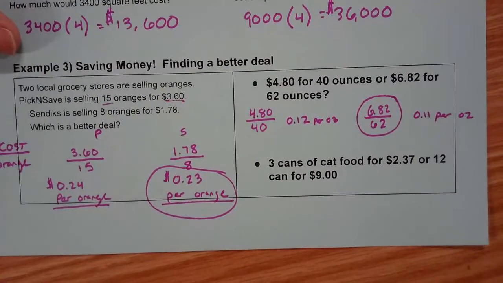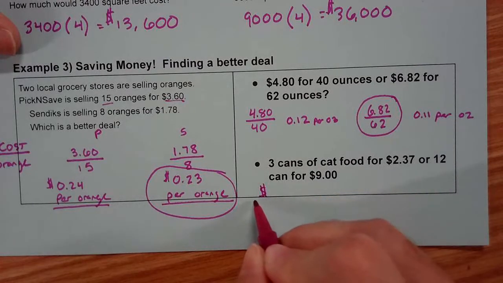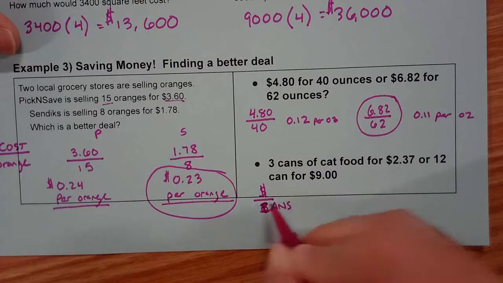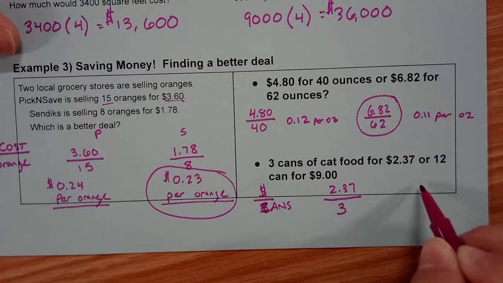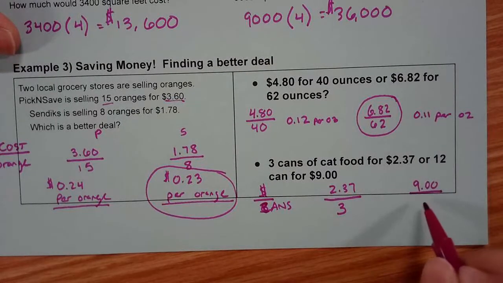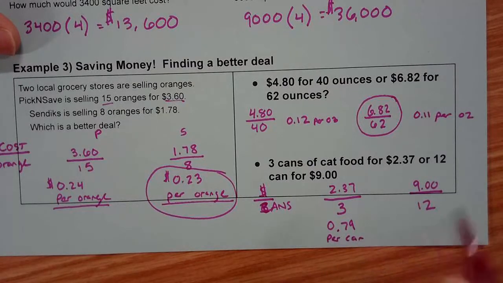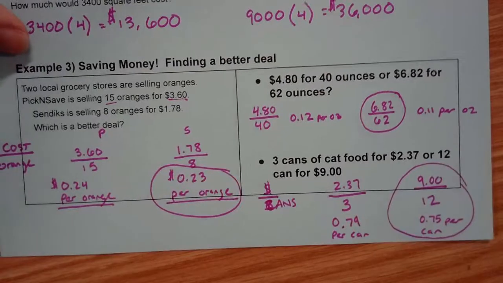And let's buy some cat food. So 3 cans for $2.37. Money is almost always on top. We're dividing the money by how many we have. I should write cans here, excuse me, money per can. So $2.37 for 3 cans, or $9 for 12 cans. Doing that division, we get 0.79, so 79 cents per can. And then for this one, 75 cents per can. So this is a better deal because it is cheaper.